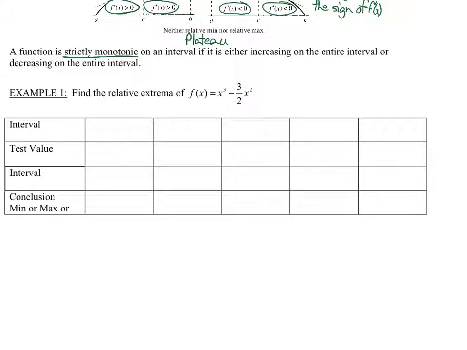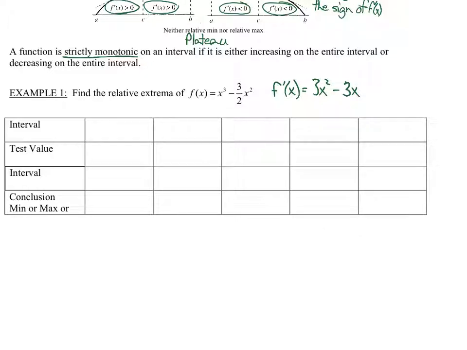Now, let's look at this problem. I want to step you through the whole process here of how you would determine whether you have a min, a max, or so forth, okay? So, for this example, I'm going to find our derivative first. So f prime of x equals 3x squared minus 3x. Okay?